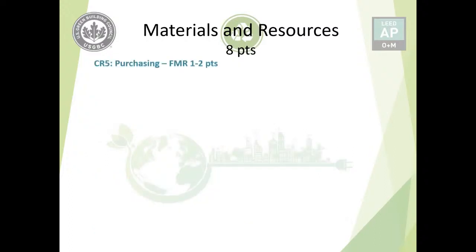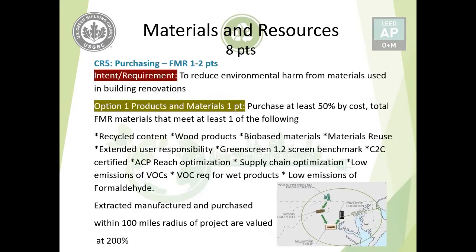Credit number five is purchasing for facility maintenance and renovation. The intent for FMR is to reduce the environmental harm from the materials that are used in building renovation or facility maintenance. We've got multiple options. The first one is to purchase at least 50% by cost of the total materials that meets one of the following.